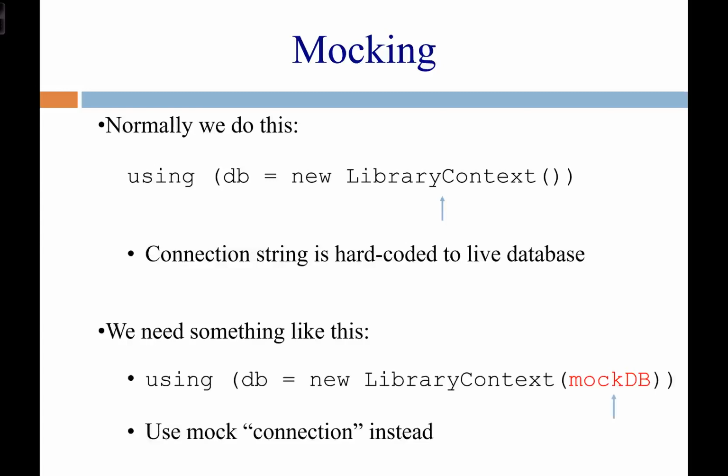And what we want instead is something like this. We want to be able to create a library context that uses a mock database. And this isn't the real syntax or anything, this is just the basic idea. So our controller uses a different library context. It'll still have all of the exact same scaffolded classes. The only thing we want to change is that connection part. Don't use MySQL, use a mock database.